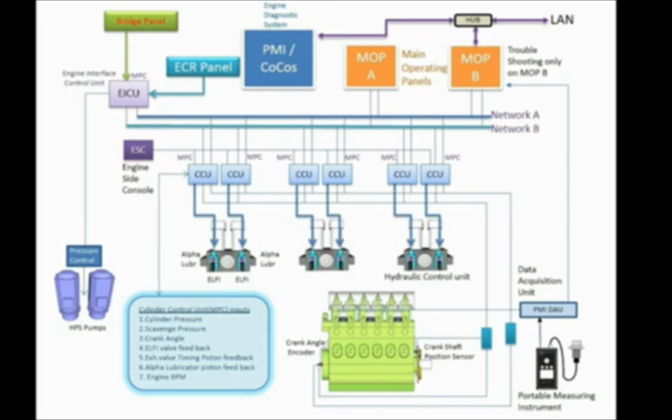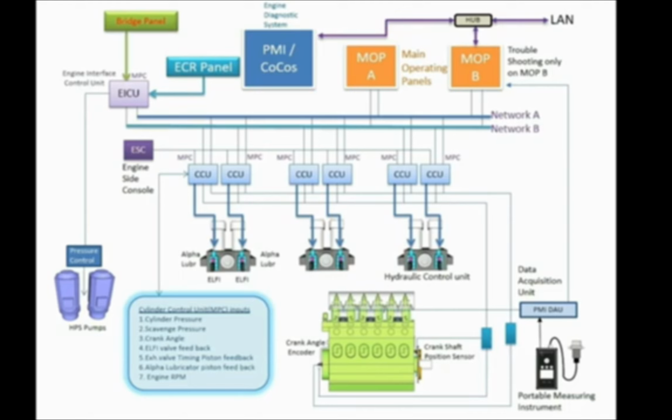There are two MOPs, main operating panels, for redundancy, and MOP B actually has the troubleshooting facility, through which we can troubleshoot online. The PME computer, the engine diagram system, is also connected to the MOP through a hub, so that we can check performance and also do auto tuning. Auto tuning means all the units get balanced automatically, and this we will discuss in detail later.